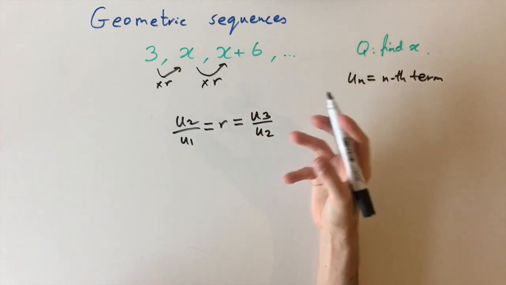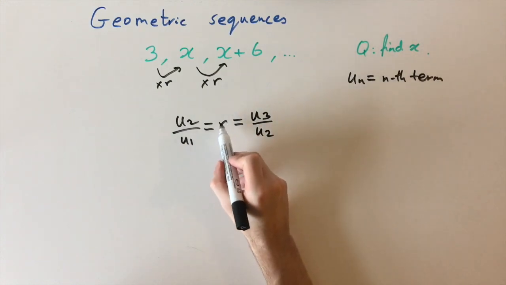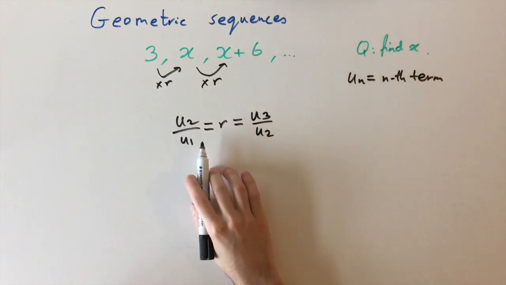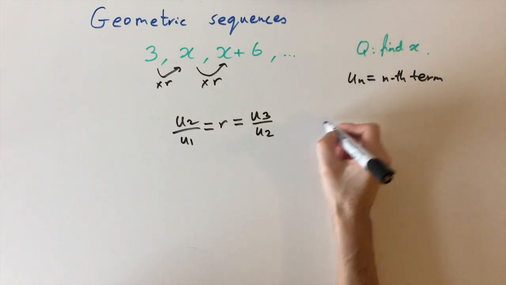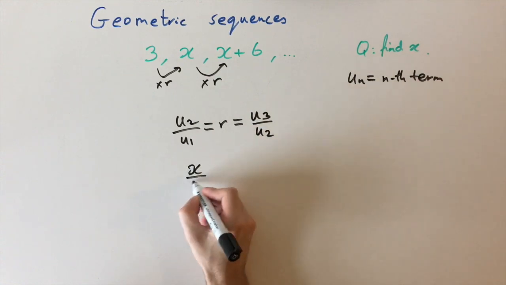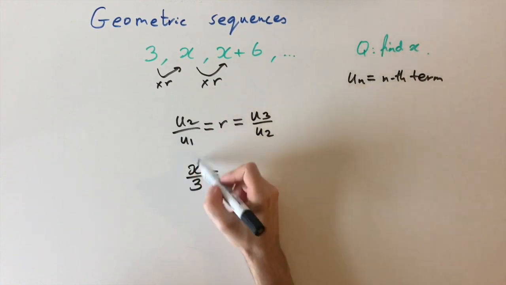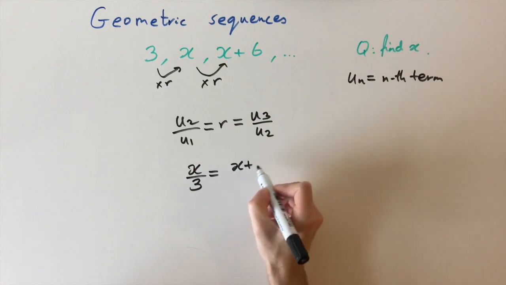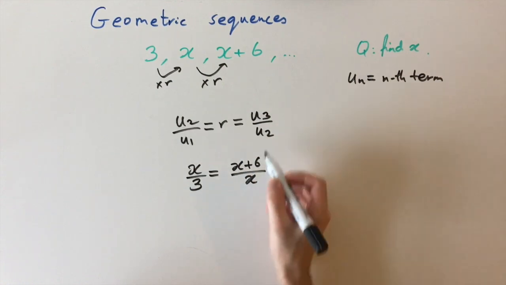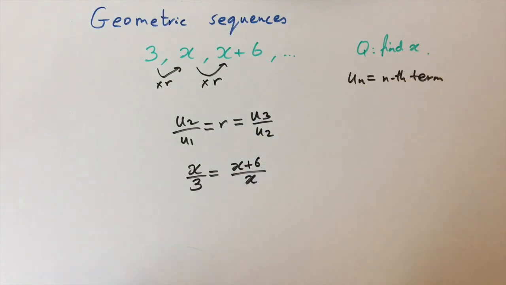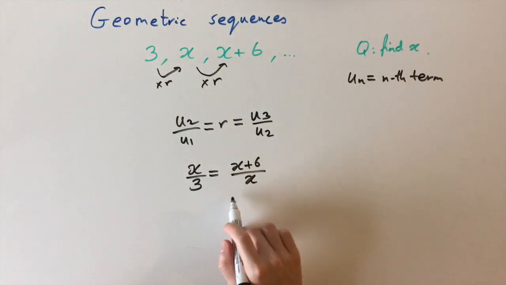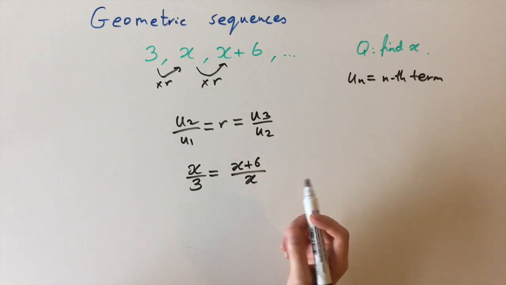The ratio here isn't important. What is important is that we can plug in these numbers and try to find out what x is. So x divided by 3, that's u2 divided by u1, equals x plus 6 divided by x, which is just u3 divided by u2. Now we have an equation involving the variable x, and this is going to turn out to be a quadratic equation, which we can solve.